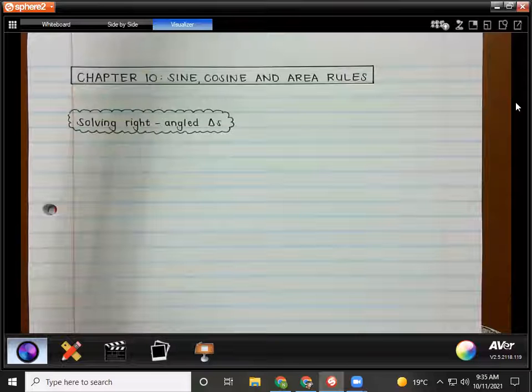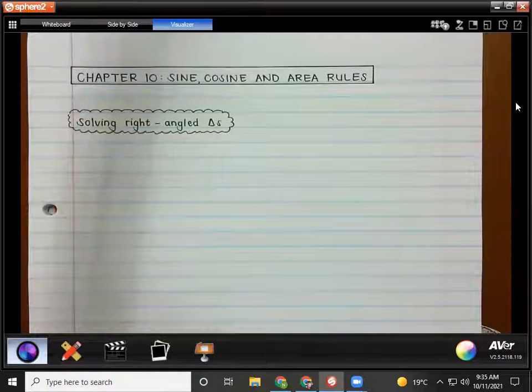Right, we're obviously starting a new chapter today. It is trig, but it's very different from the trig that we did last term. This is basically solving triangles. I'm going to teach you 3 new rules: the sine rule, the cosine rule, and the area rule. Those are 3 rules that you can use in triangles that are not right angled.